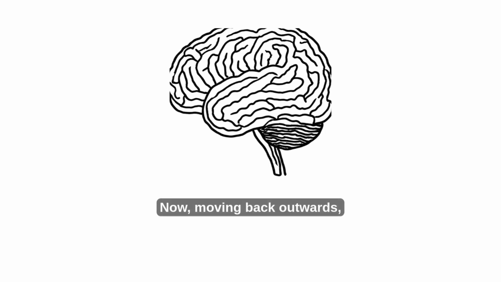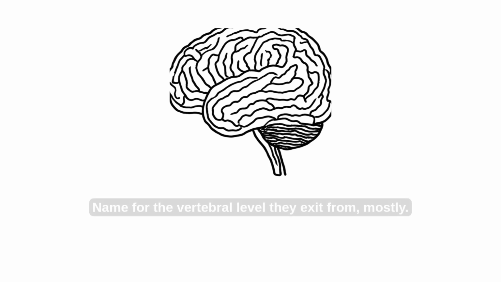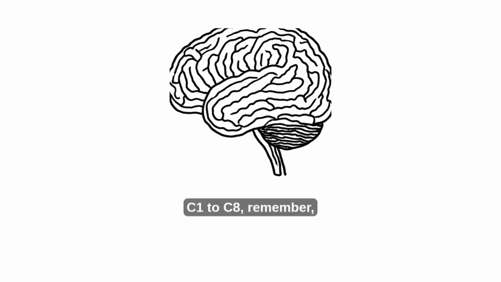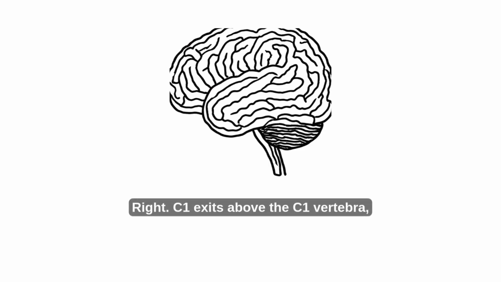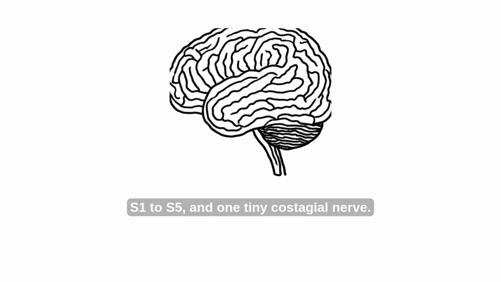Now, moving back outwards, these signals have to get out to the body. That's the job of the spinal nerves. 31 pairs, yeah. Named for the vertebral level they exit from, mostly. C1 to C8. Remember, there are 8 cervical nerves, even though there are only 7 cervical vertebrae. Right, C1 exits above the C1 vertebra, C8 below C7. Then T1 to T12, L1 to L5, S1 to S5, and one tiny coccygeal nerve, Co1.